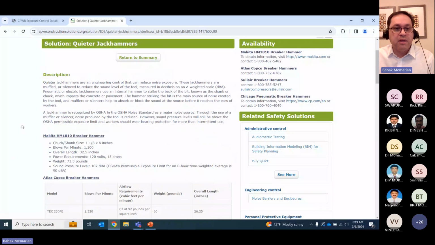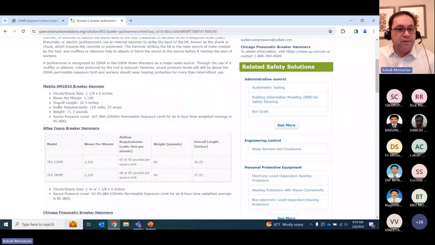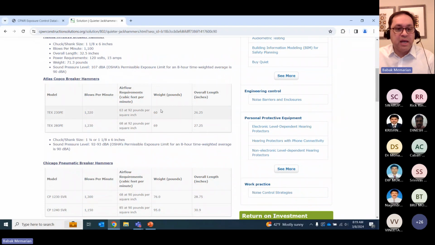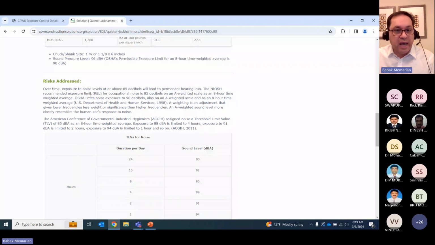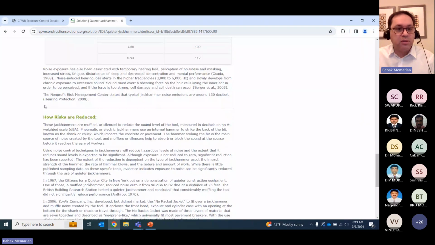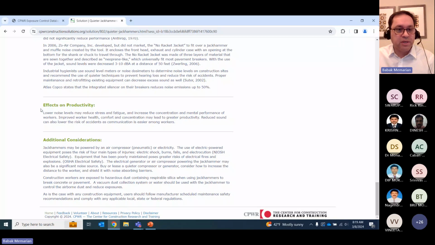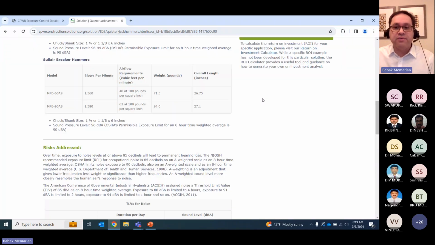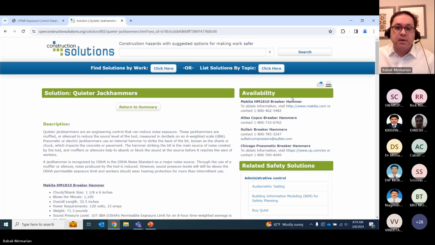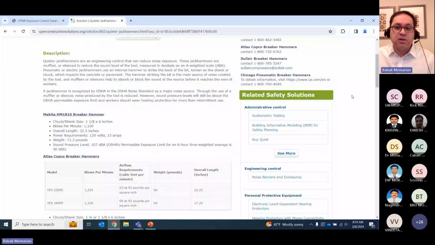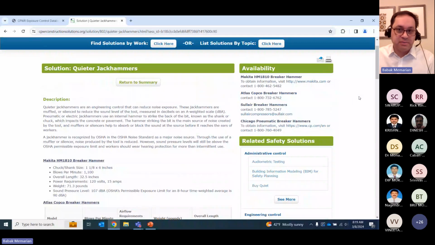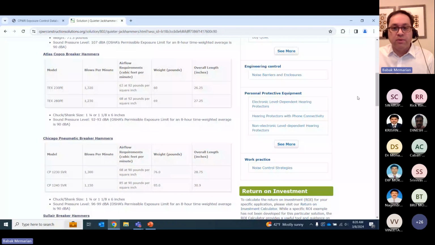If you click expand, you see the description, any statistics or any standards and regulations available for that, risks addressed, how the risk is addressed, and also some additional information. On the right-hand side of the page, you see availability. These are the related products available for this specific condition. And for the manufacturers, you see that we have provided their contact information, and users can go and reach out to those manufacturers and get more information.